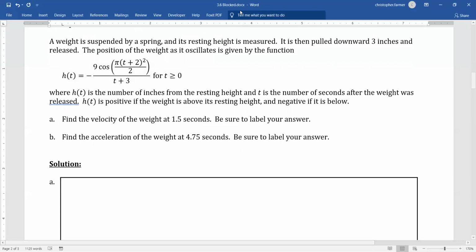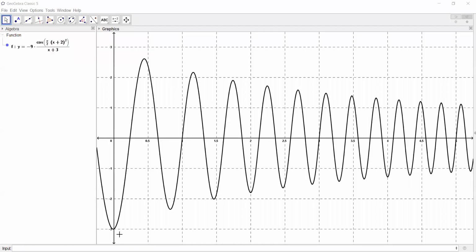I'm going to switch to a different screen here just so you can see what I'm talking about. If I show you the graph, you can see the position of the weight before I've let go. It's at -3 because it's down below the resting point when I pull it down those 3 inches. And then it bounces up and then bounces down, bounces up, bounces down, and so on and so forth.